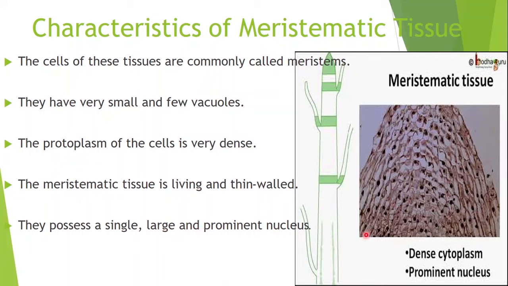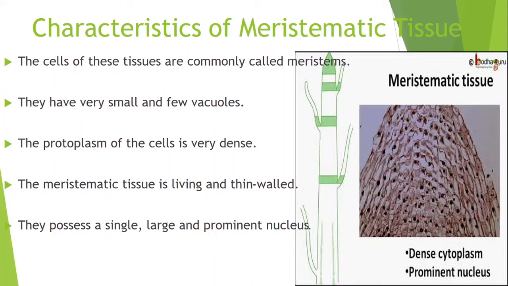You can see this by this figure. This is a microscopic figure where you can see dense cytoplasm and prominent nucleus. The term prominent means mukhya, and dense means ghana, meaning that in the meristematic tissue they have a dense cytoplasm and prominent nucleus.